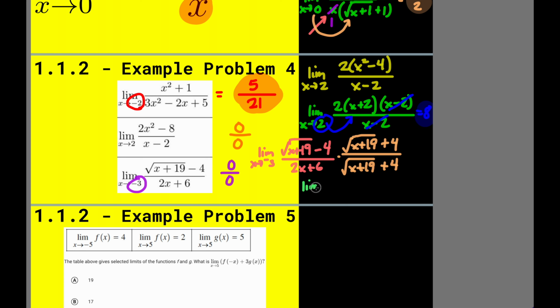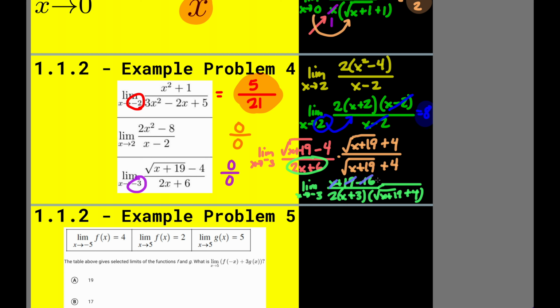Now from here, you're going to end up with the following. The limit as x approaches -3, you're going to have x plus 19 minus 16 over, I'm going to factor out this 2x plus 6 to be 2 times x plus 3, times the square root of x plus 19 plus 4. Let's put a line there. And a really interesting thing happens here.